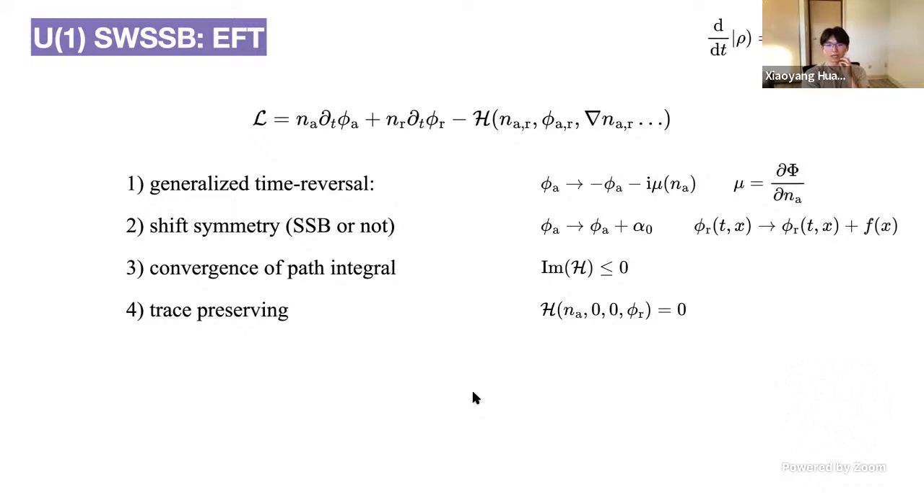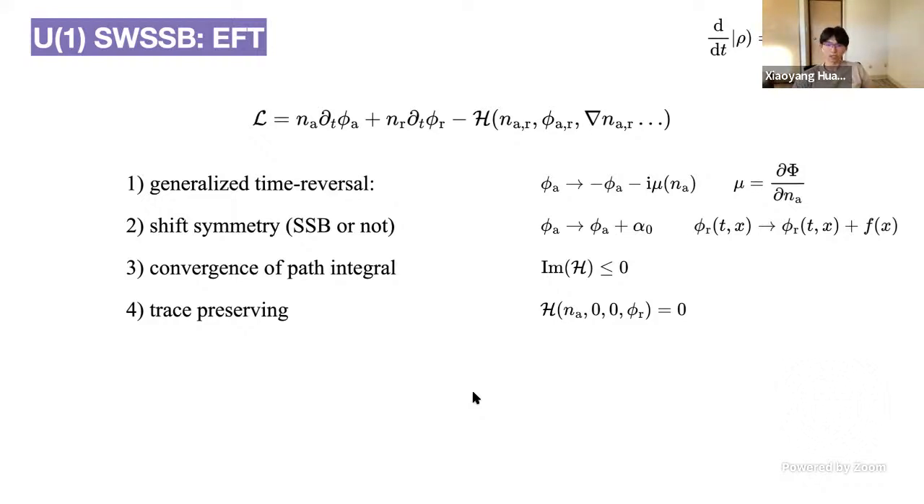But I guess it's an easy exercise to check that indeed the final effective field theory is invariant under that. Okay, so first we have this generalized time reversal symmetry that non-trivially shifts the quantum field phi A by the chemical potential. And here I'm using the long wavelength limit by approximating the chemical potential to be the thermodynamic variable that obeys the equation of state that we learned from the statistical field theory class.